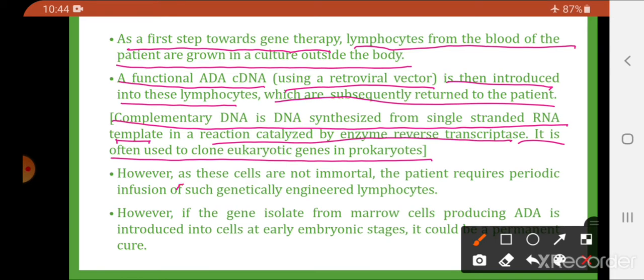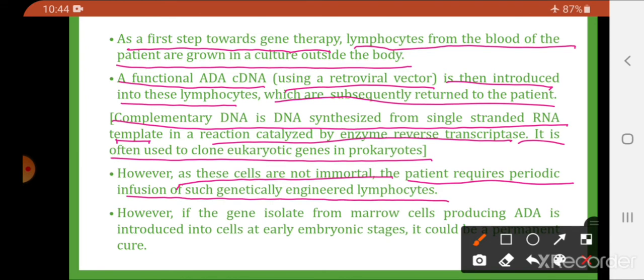However, as these cells are not immortal, अभी lymphocytes जो culture की है वो immortal तो होने वाले नहीं है. The patients require periodic infusion of genetically engineered lymphocytes. So ये जो culture किए गए cells immortal तो होने वाली नहीं है. So periodically this genetically engineered lymphocytes need to be given to the patient.